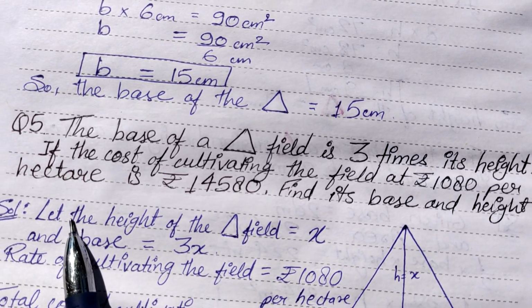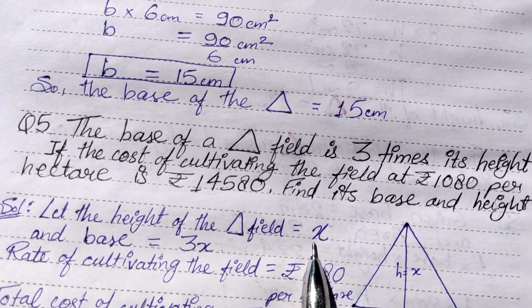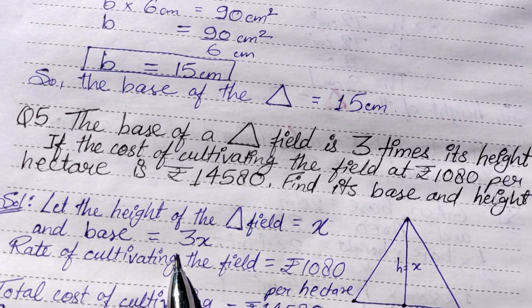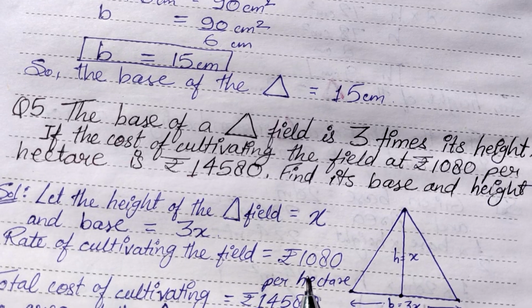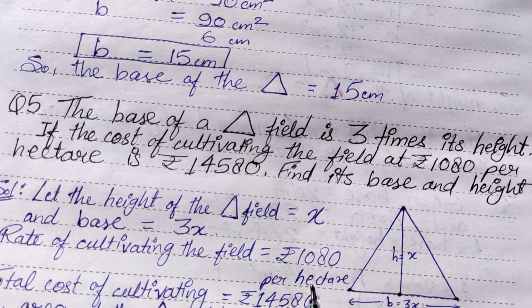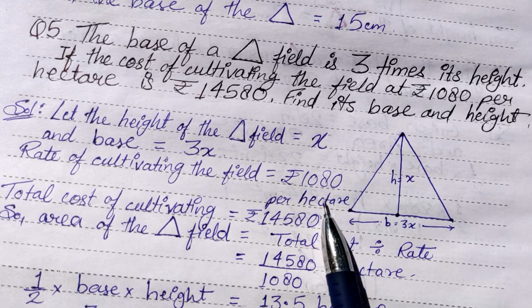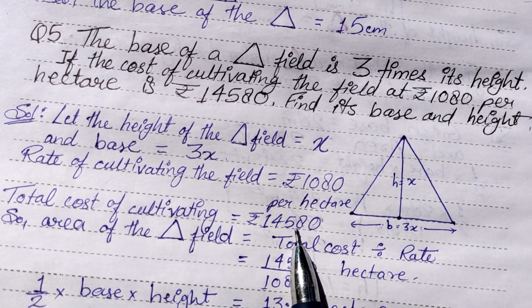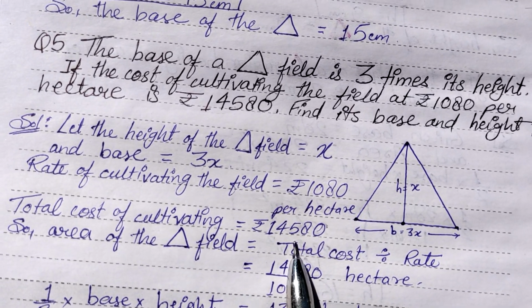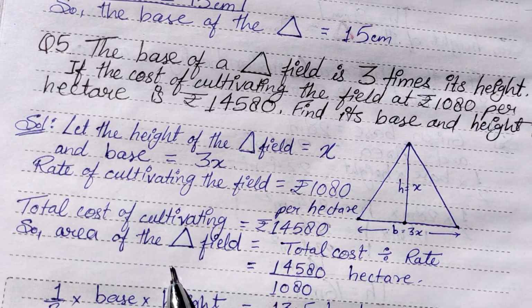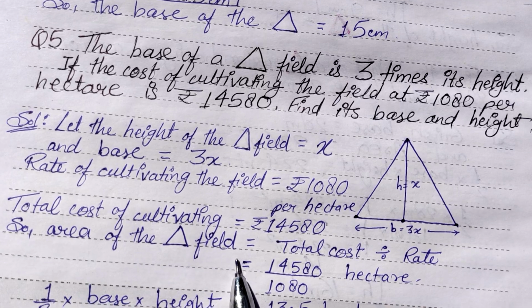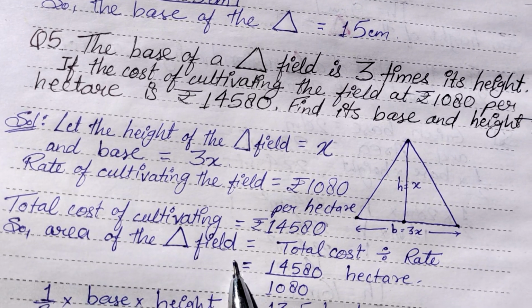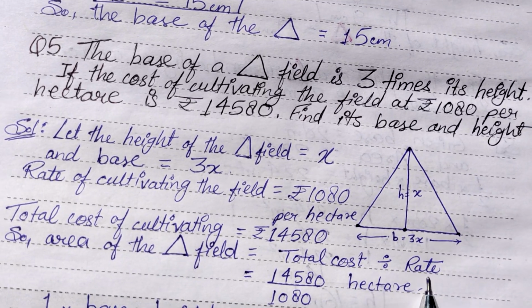Now see the solution. Let the height of the triangular field be x and base be 3x, because base is 3 times. Now rate of cultivating the field is given, 1080 per hectare. Now total cost is given, 14580. Total cost is given, rate is given. Dividing total cost by rate, we have the area of the field. So area of this triangular field is equal to total cost divided by rate.